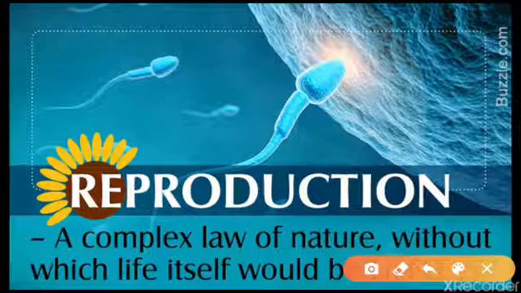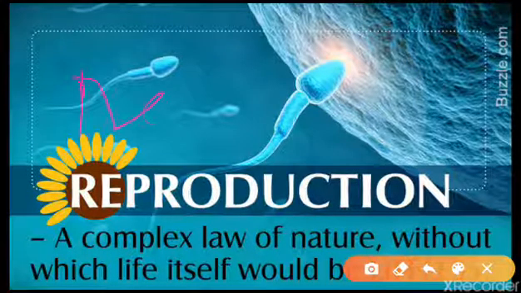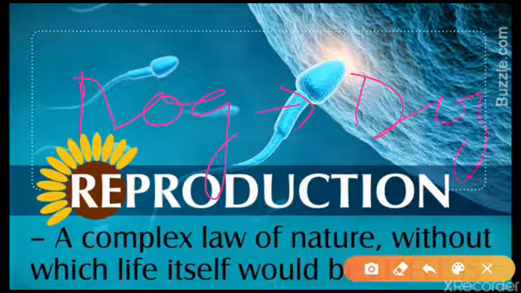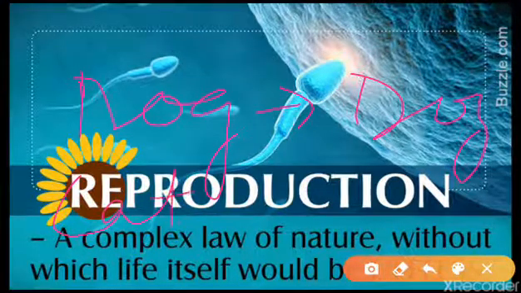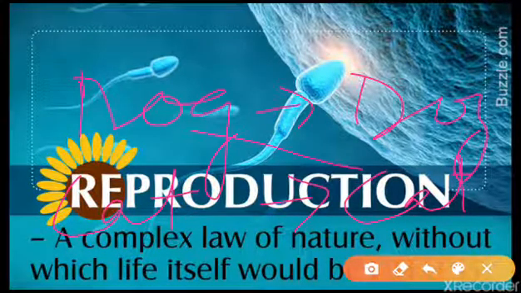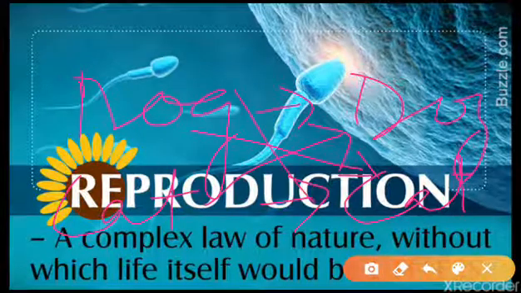That means an organism can give rise to another organism, but of the same kind. Just like if a dog is there, it will reproduce a dog only. If a cat is here, the cat will reproduce a cat only. A dog cannot reproduce a cat, and a cat cannot reproduce a dog. That means within the same species they will reproduce.